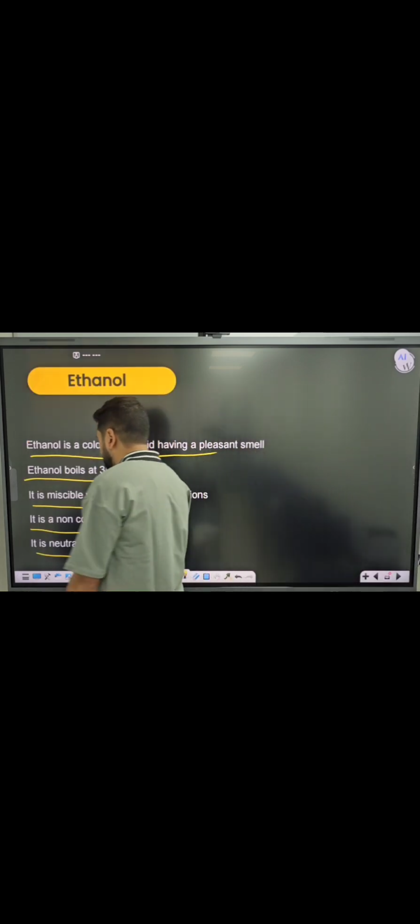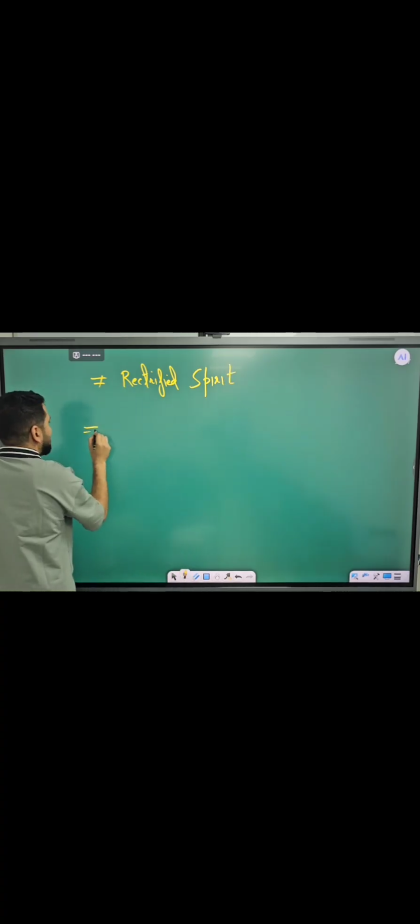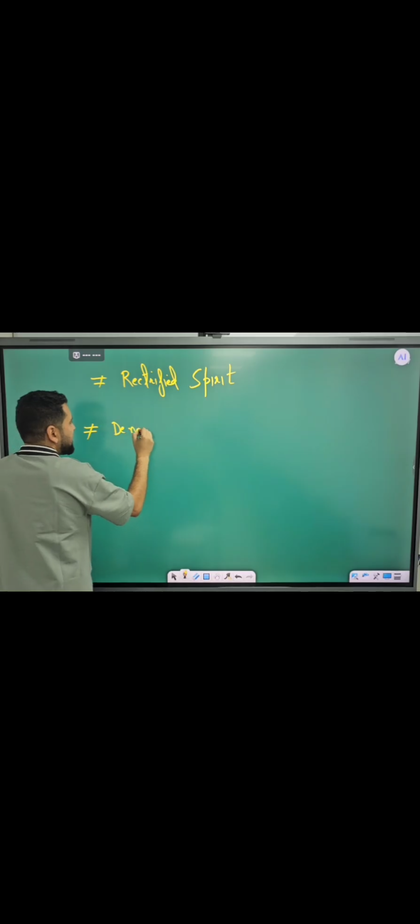Now look here, related to this ethanol, we have a few terms, a few terminologies. One I'll be calling rectified spirit. One I'll be calling denatured alcohol.